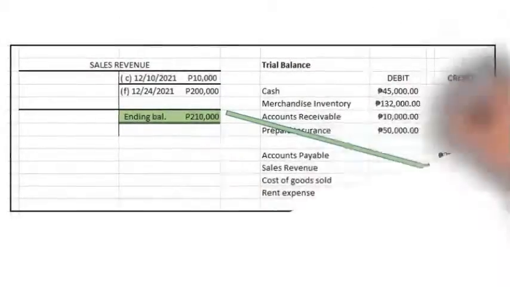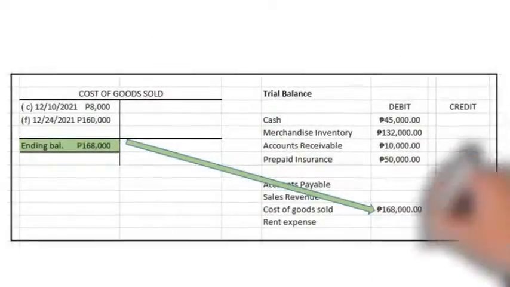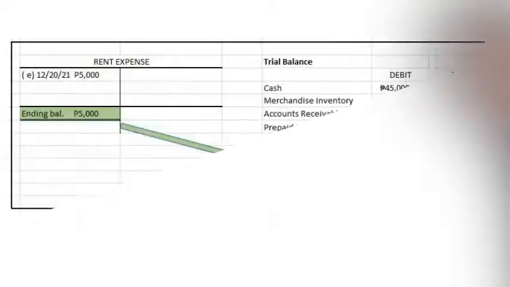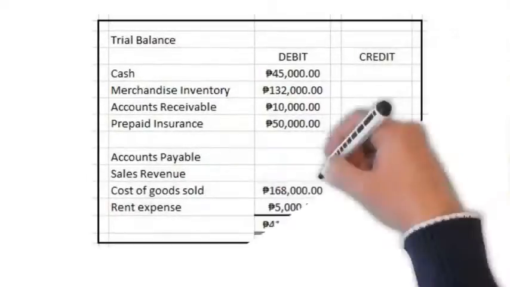Sales revenue. Cost of goods sold. Rent expense. Trial balance. Balance sheet.